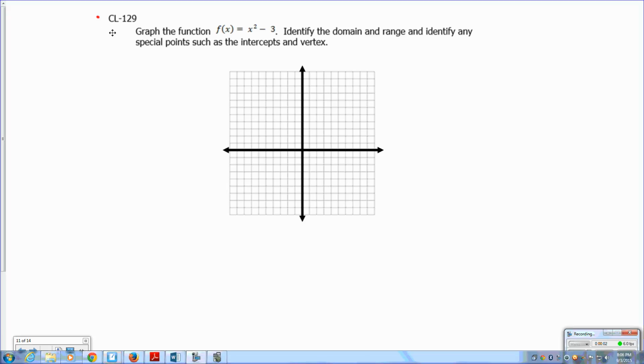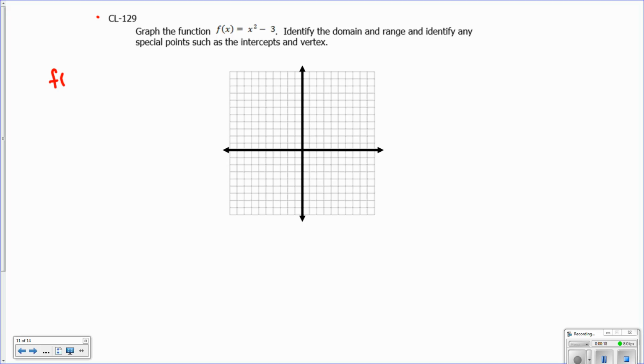All right, problem 1-129. Graph the function f of x equals x squared minus 3. Identify the domain and range and identify any special points such as the intercepts and vertex. All right, our function f of x equals x squared minus 3.